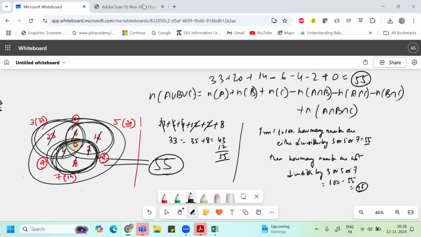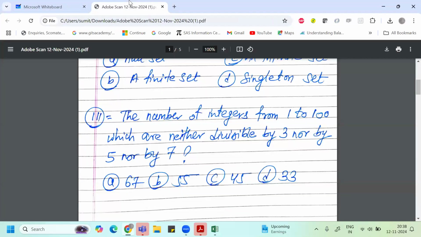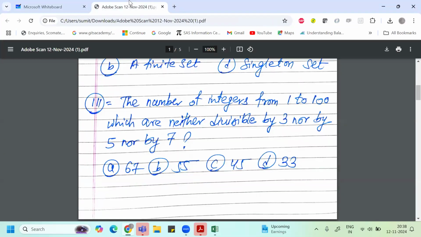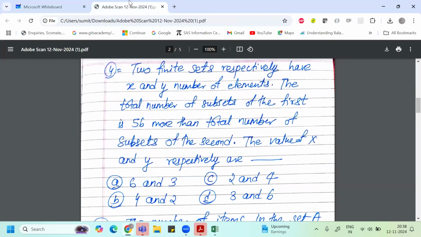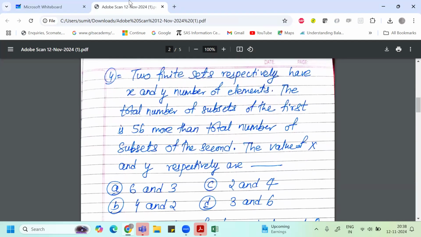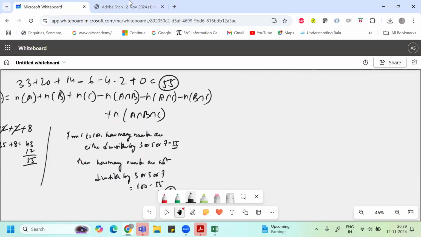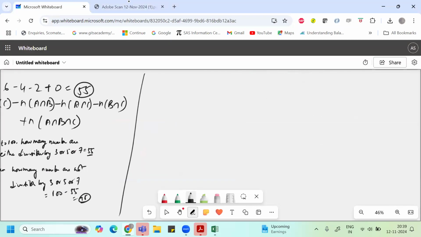Thank you, guys. I hope your preparation is going very well. Question number 3 you have done. Question number 4. I hope you know this formula, for the total number of subsets. If a set contains n elements, how many subsets are possible? 2 to the power n. I hope you know this formula. 100% you will get a question from this formula.